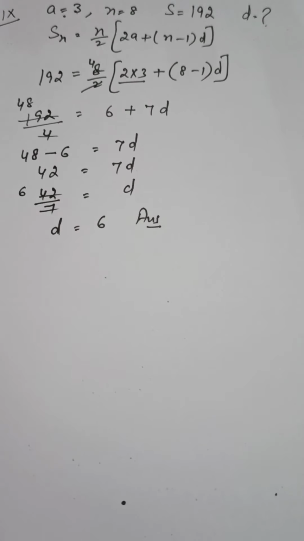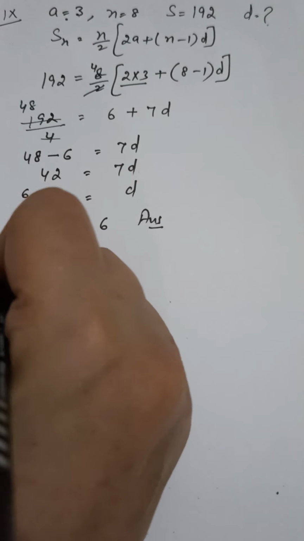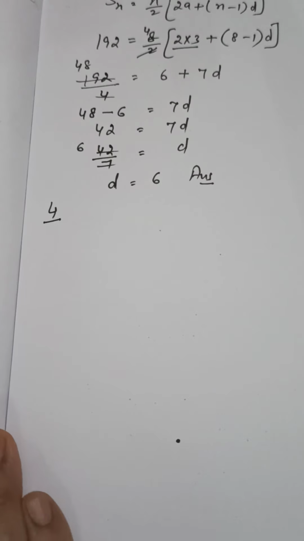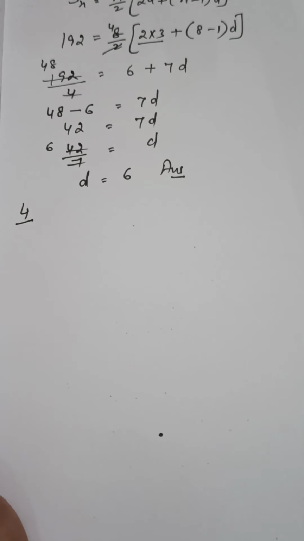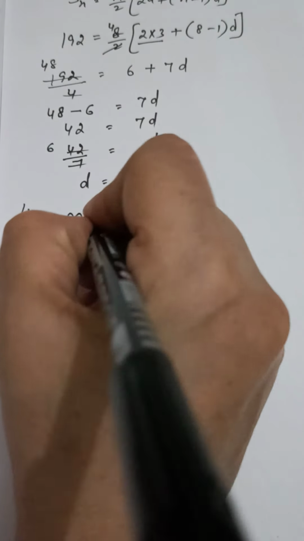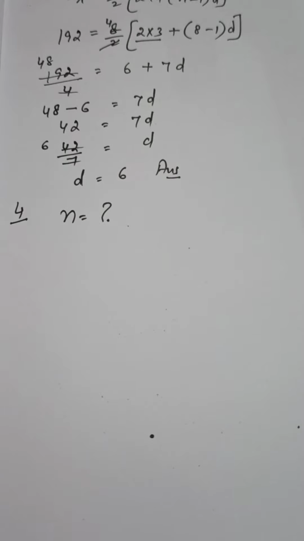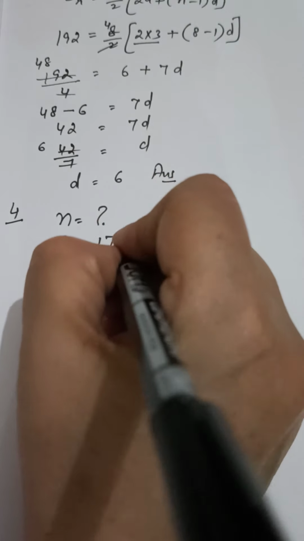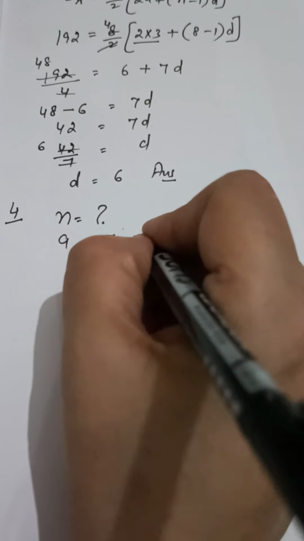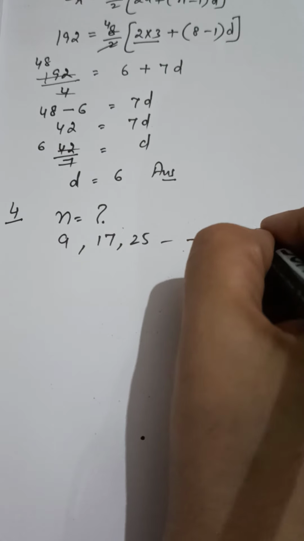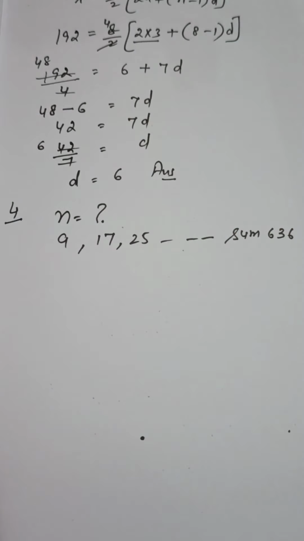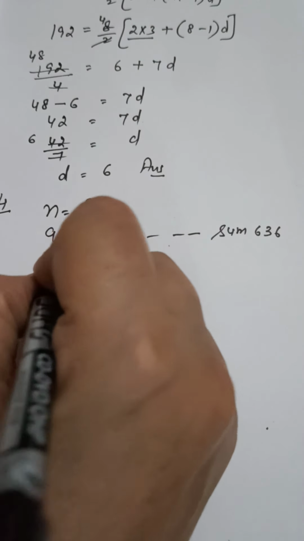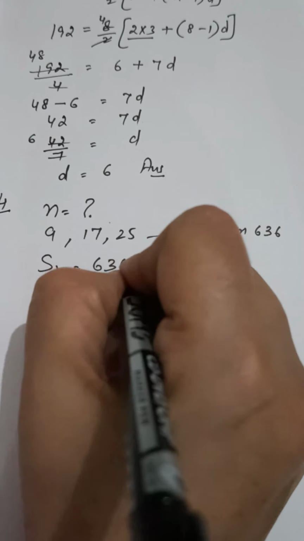Now other parts are same, so you can try those sums yourself. Sum number 4: how many terms of the AP? That means n you have to find. AP is given: 9, 17, 25 up to, and the sum is 636. Sum given means Sn is given to us as 636.